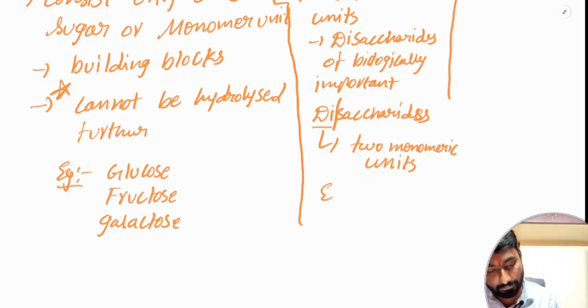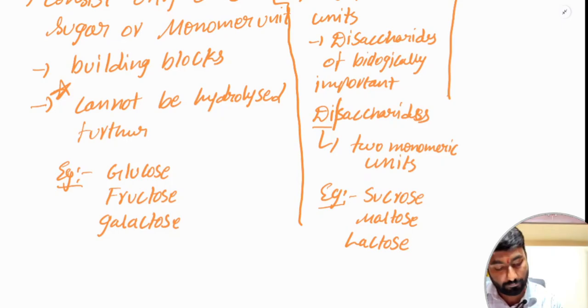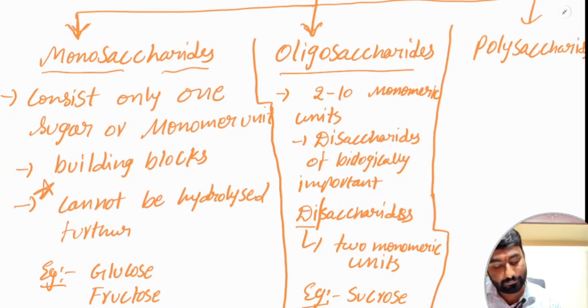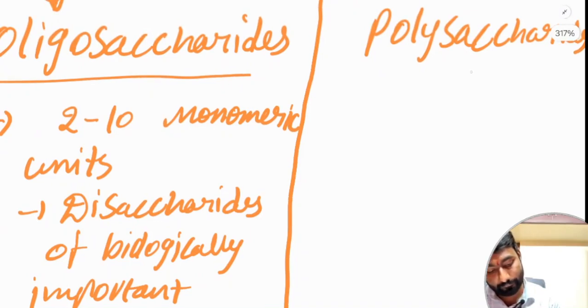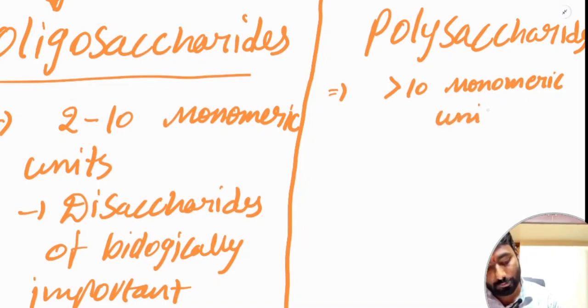Okay, if you see the examples, these include your sucrose, maltose, and lactose. Got it? Okay. Now we will discuss polysaccharides. Polysaccharides consist of more than 10 monomeric units.